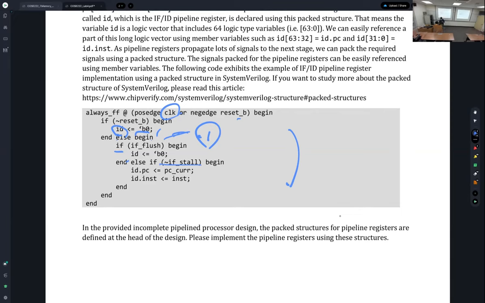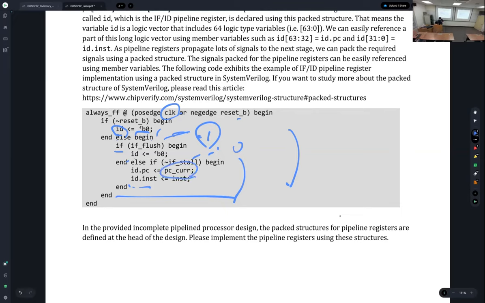So this statement explains the instruction fetch stall. If this control signal becomes one, it means that the instruction fetch stage is stalled. But as you can see, if the control signal is zero, then the ID PC and ID instruction become the current PC and instruction.